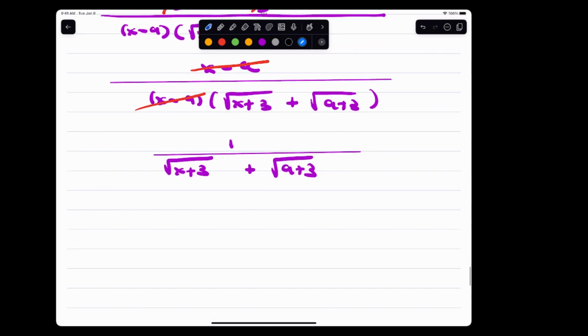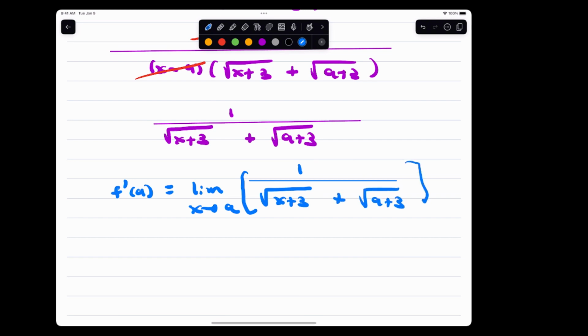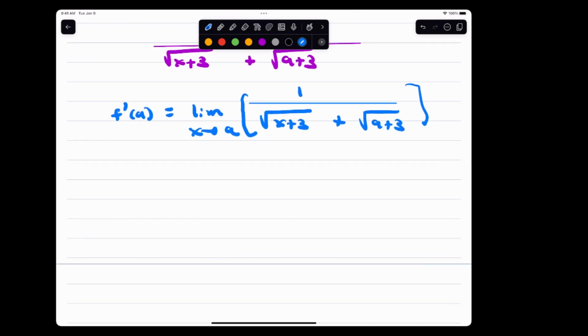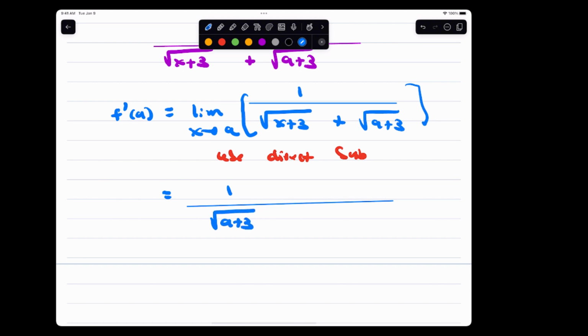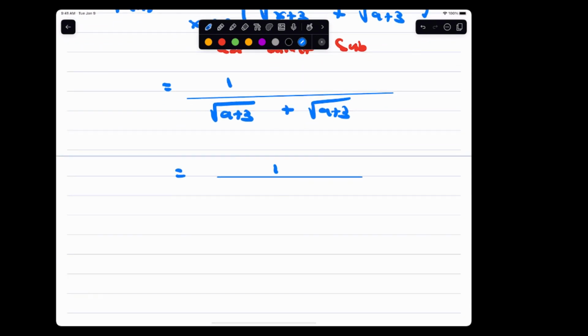And that's going to happen every time for that radical function, so you guys know. All right, now take the limit. So you say, okay, f prime of a, that's the limit as x goes to a of 1 over square root of x plus 3 plus square root of a plus 3. Now apply your direct sub. What do you get when you use direct sub now? Plug in the a value. What do you end up with? 1 over square root a plus 3 plus square root a plus 3. What does that give you? 1 over 2 square root of a plus 3. f prime of a.